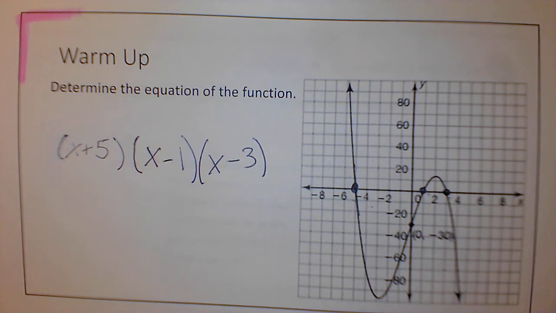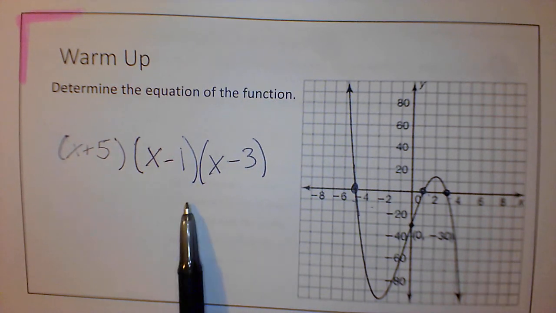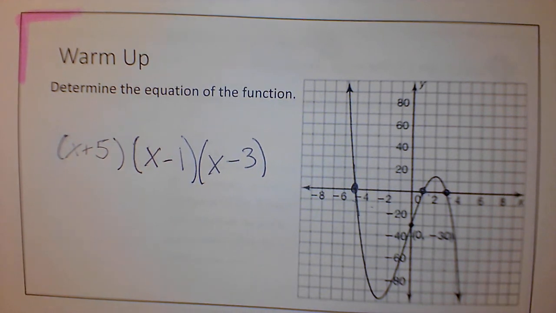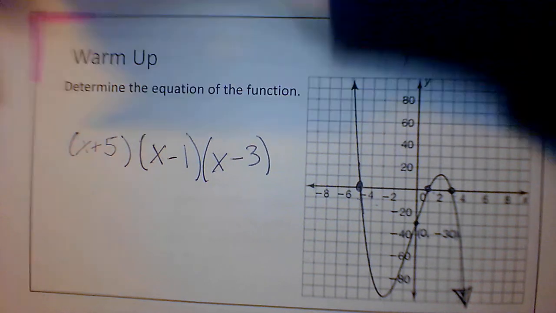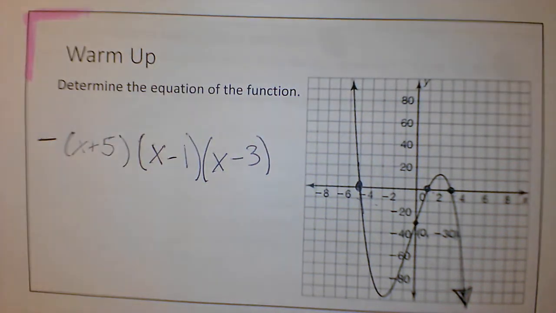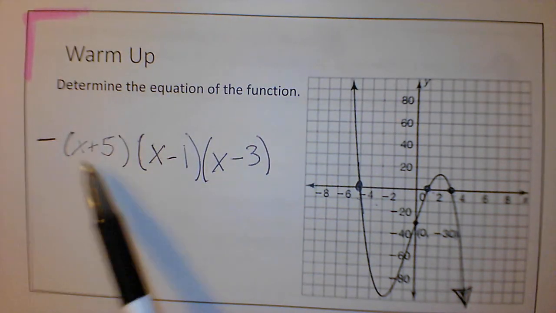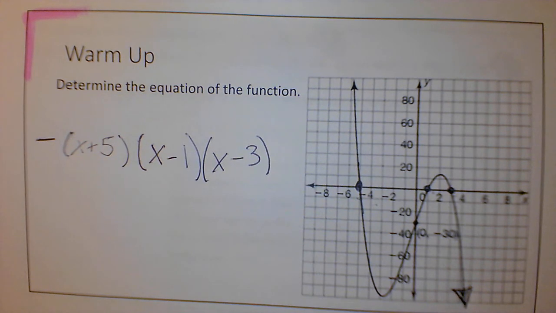There's something missing. If you haven't identified what that something missing is, please pause the video, take a look at that graph, and figure out what is missing from our function. Look at what's going on at the end over here. It is going down. How do we take care of a graph that is going down? Throw a negative in front. So now we've got a negative function with these 3 zeros.